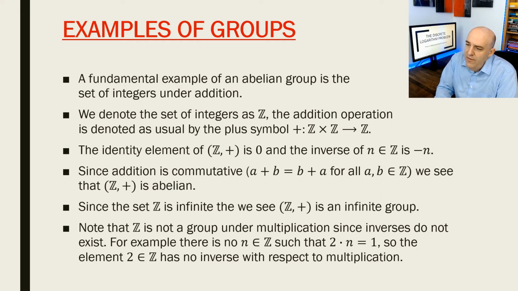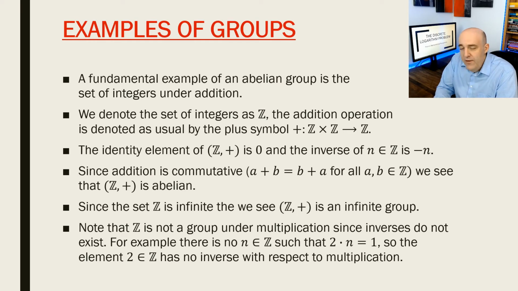Now, a fundamental example of an abelian group is the set of integers under addition. Usually we write the set of integers as Z, and the operation as usual as plus. So plus can be viewed as a function from Z cross Z to Z. The identity element is 0, and the inverse of an integer n is minus n. And since addition is commutative, in other words, a plus b is b plus a for all a and b, we see that Z is an abelian group. Now, Z is an infinite set, so this is an infinite group.